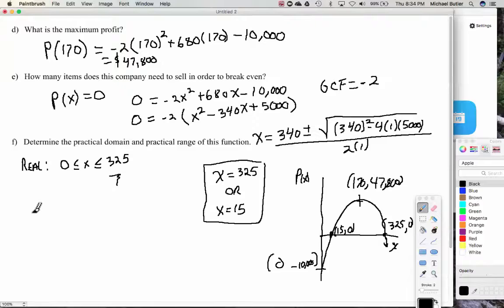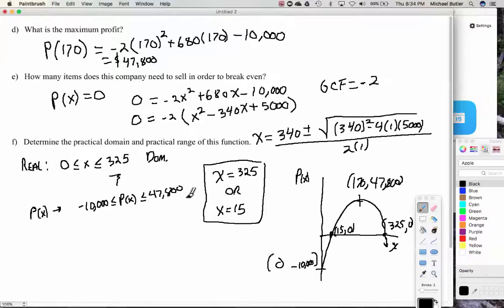And then the range, which is the actual domain over here. The domain is the number of products. The range is your P of X. That's your profit, okay? And the P of X on that, it's going to go from where? Well, negative $10,000, because if you start up, you lost $10,000, is going to be less than or equal to P of X, which is going to be less than or equal to $47,800. Because that's the maximum, that's the biggest that the profit can be.